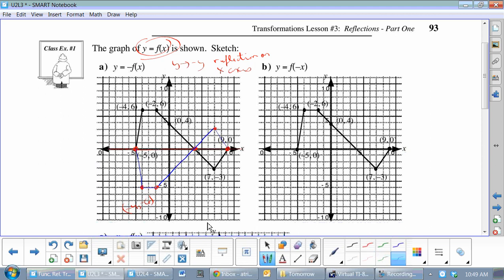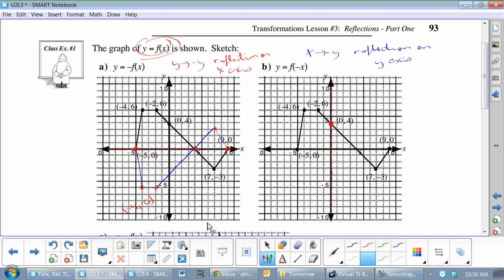Okay, next one. Let's move right. Y equals f of negative x. What was the replacement? What got replaced? X with negative x. That is a reflection on the y-axis, right? Okay. What is the invariant point? There's only one this time. 0, 4 is the invariant point, okay?